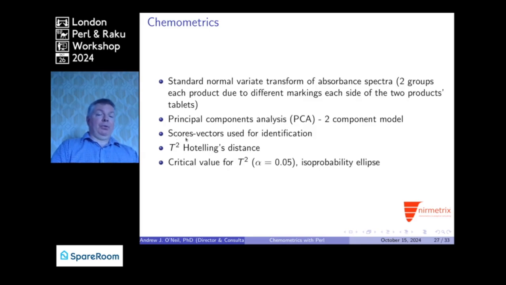They're called scores vectors, and what we're measuring is the distance from the center of the cluster. That's called the T-squared, the Hotelling's T-squared distance. We can put a critical value on that and draw a probability ellipse around it. Anything that falls inside the ellipse would be identified as a class member, and anything with a distance greater than the critical value would fall outside the ellipse and would be rejected as a non-class member.